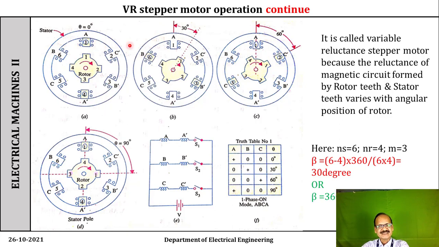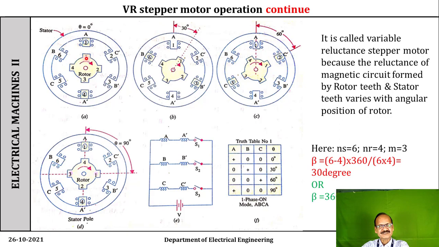Okay. So at the beginning, say the switch S1 is closed and the other two are open. So the DC current will flow to the coils A and A dash, and the rotor poles 1 and 3 are aligned with the stator poles 1 and 4. So it has a minimum reluctance here. The reluctance equals L divided by mu0 mu r A. Means the reluctance is minimum where the air gap is minimum.